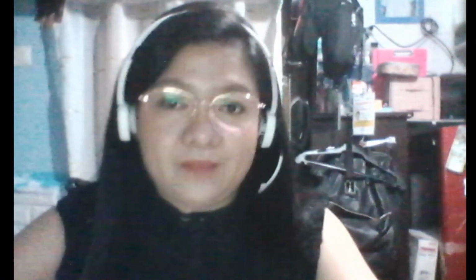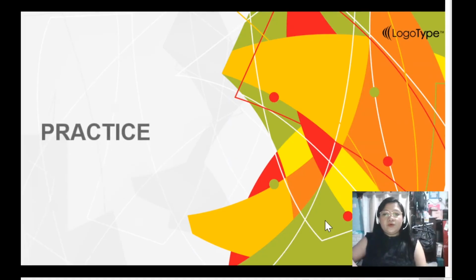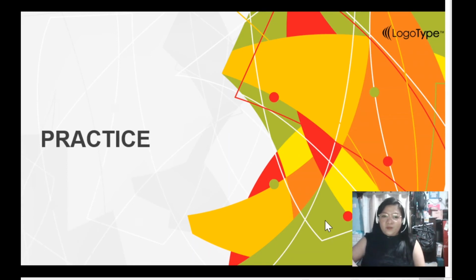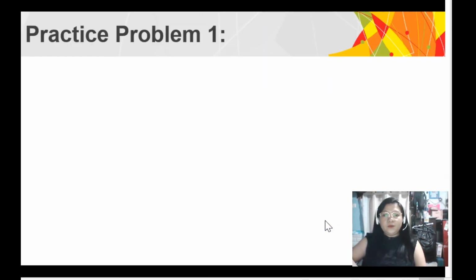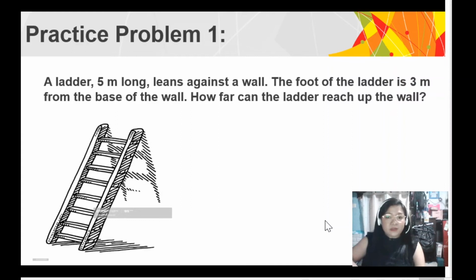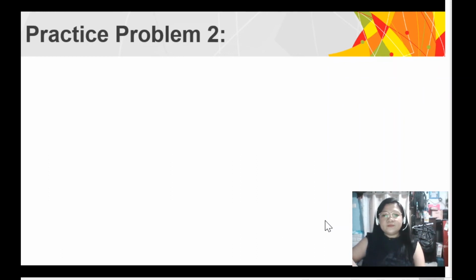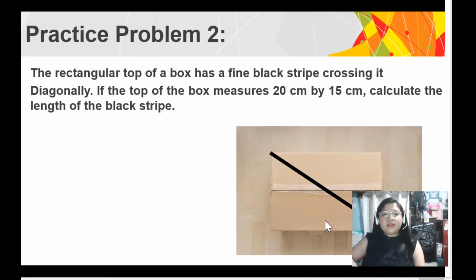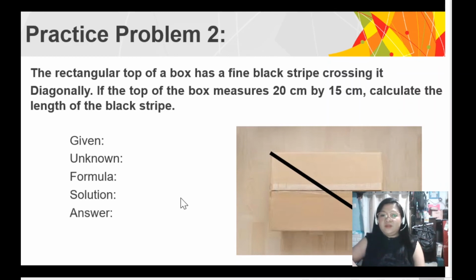That's it for our sample problems for today. For your practice activity, kindly answer the following questions. Number 1. A ladder 5 meter long leans against a wall. The foot of the ladder is 3 meters from the base of the wall. How far can the ladder reach up the wall? Number 2. The rectangular top of a box has a fine black stripe crossing it diagonally. If the top of the box measures 20 centimeters by 15 centimeters, calculate the length of the black stripe.